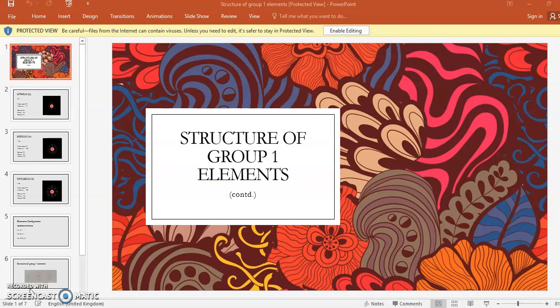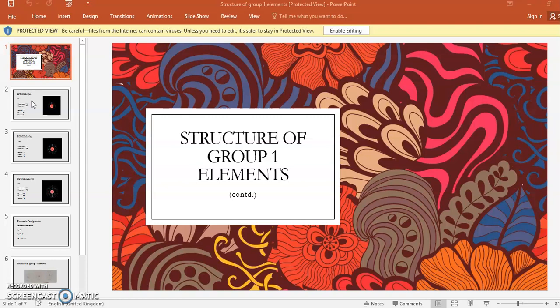Open page number 65. We are going to continue the same topic, structure of group 1 elements. Open page number 65 in your red course book. Trends in group 1 continued. Now see, in this we are going to study about electronic structure of the elements of group 1.